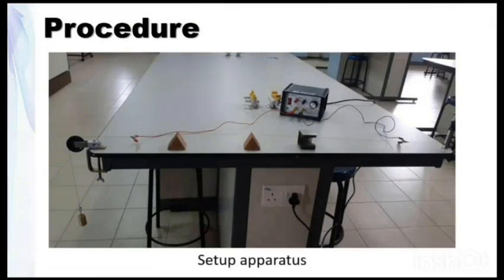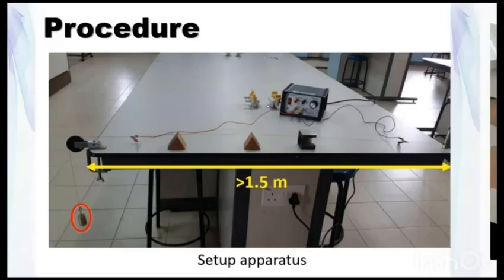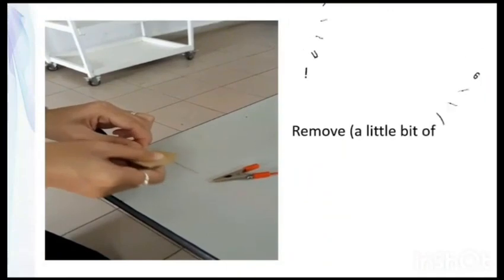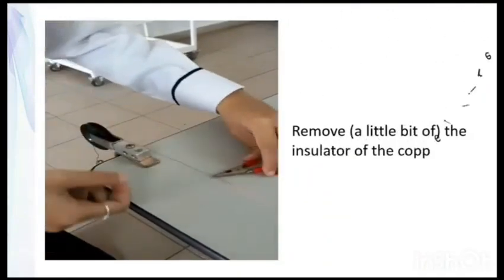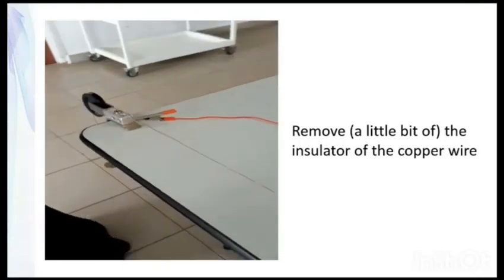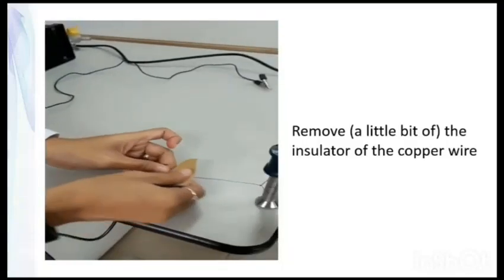First, set up the apparatus. Make sure the length of the wire is about 1.5 meters from the G-clamp to the pulley. Add slotted mass into the hook. Then, remove a little bit of insulator from the copper wire and then clip the connecting wires at both ends near the pulley and the G-clamp.